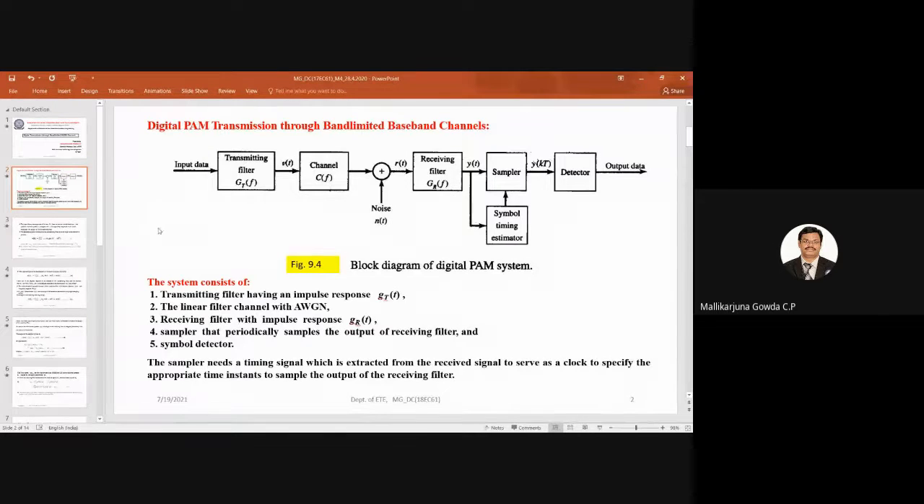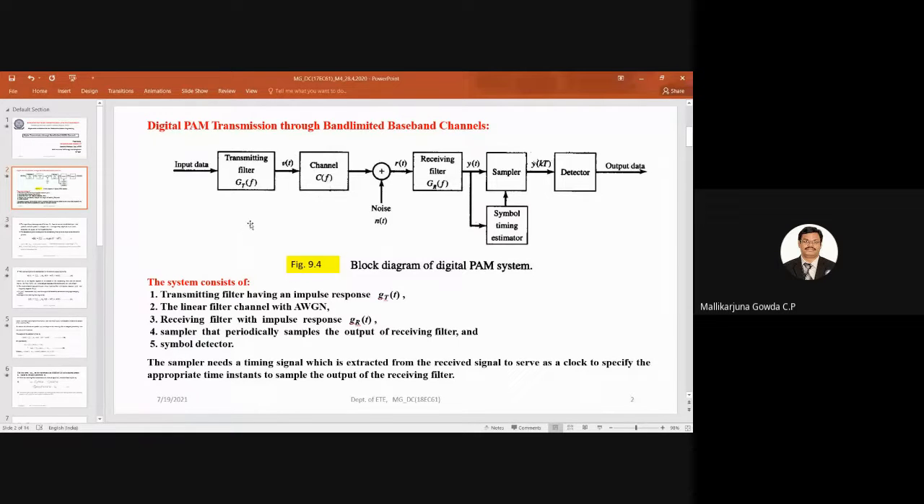First, your input data, which is in the form of zeros and ones, will be represented by any of the line codes. That will first be passed through a transmitting filter, which we also call a pulse shaping filter. The output of the transmitting filter is denoted as v(t). That will be applied as input to the channel. We know the channel frequency response, which is denoted as C(f).